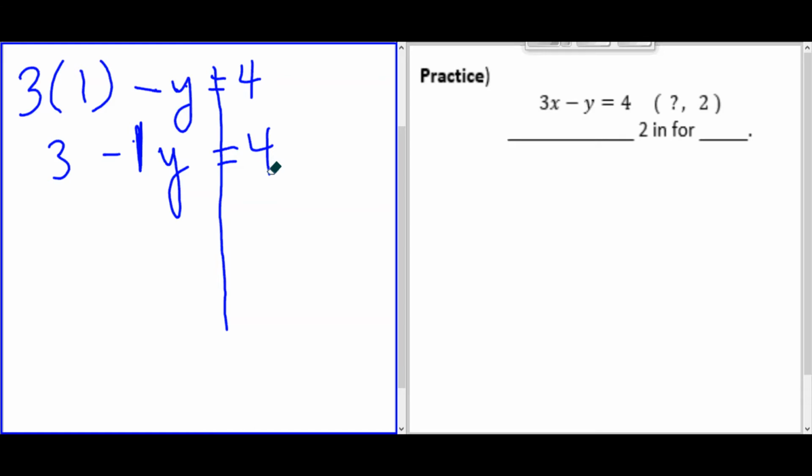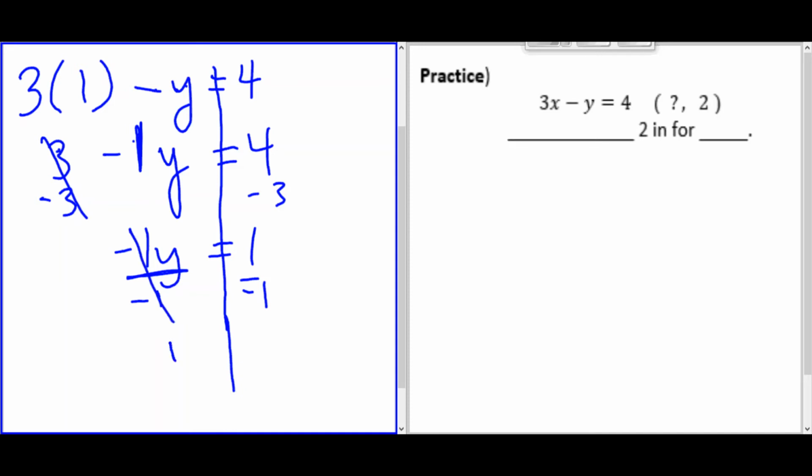Now I'm going to solve this for y. First I've got to get rid of the 3, so I'm going to subtract 3 from both sides. These 3's cancel out. I get negative 1y equals 1. Now, you're not done yet because we don't want this to say negative y. We want it to say positive y. So we need to divide everything by negative 1. These negative 1's cancel. And now I have positive y equals negative 1. And that's the answer there.